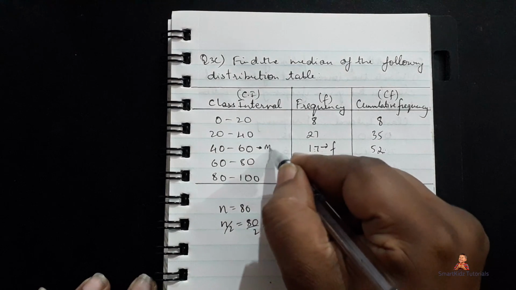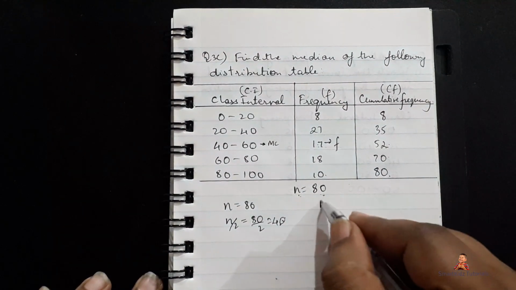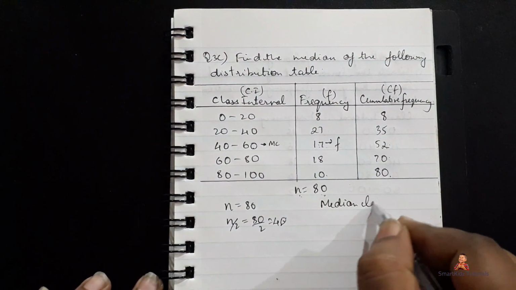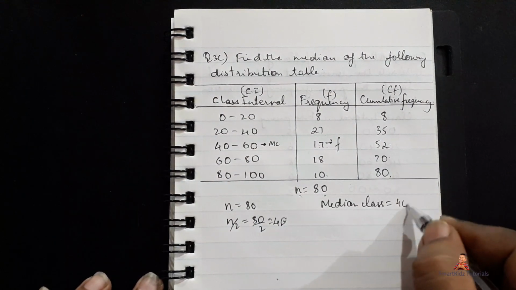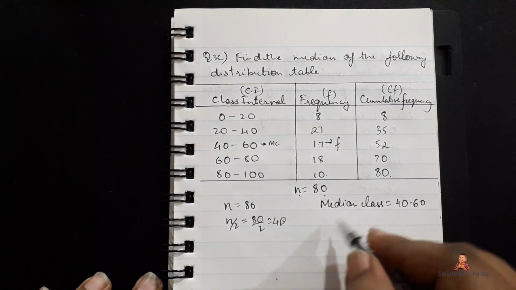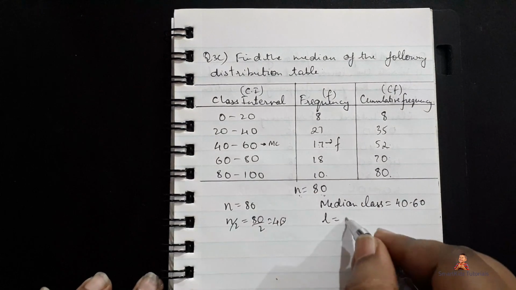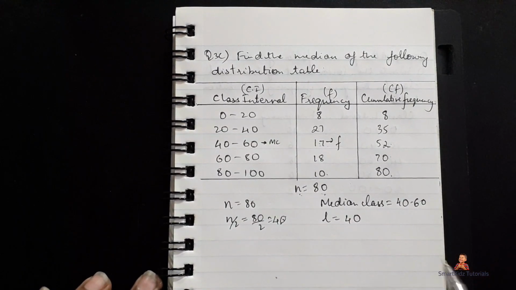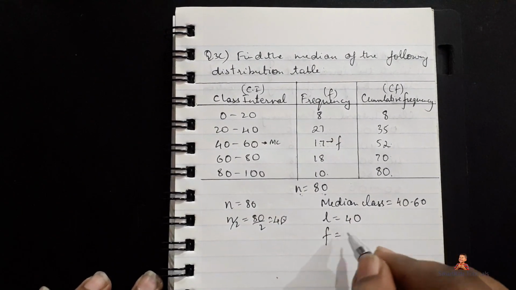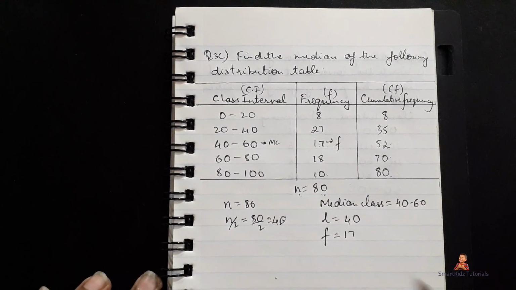So this becomes our median class. Okay, so our median class, we'll write it down. Median class equal to 40 to 60. Then the lower limit of this median class is going to be 40. Frequency we need to write down, that is equal to 17, and cumulative frequency.